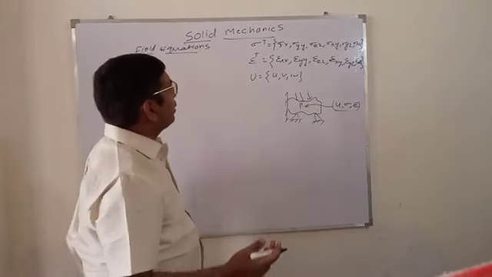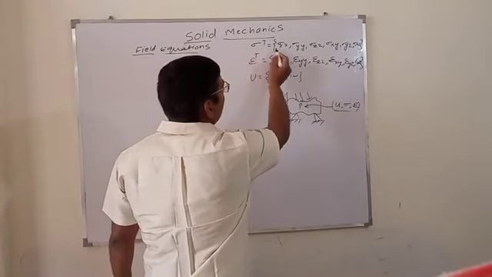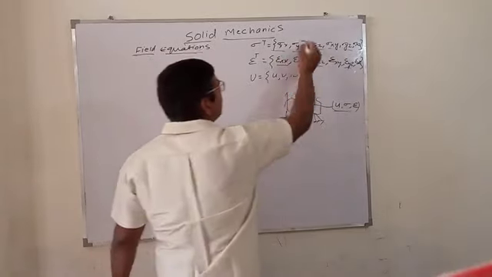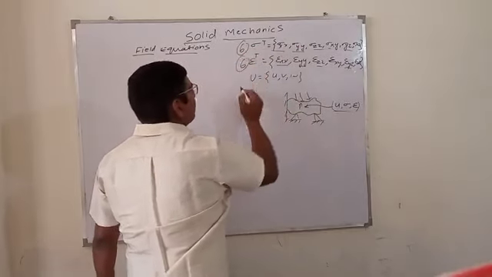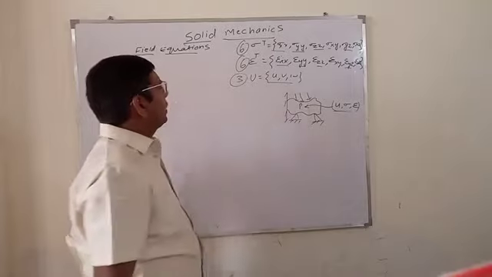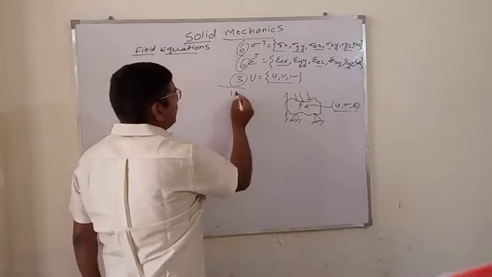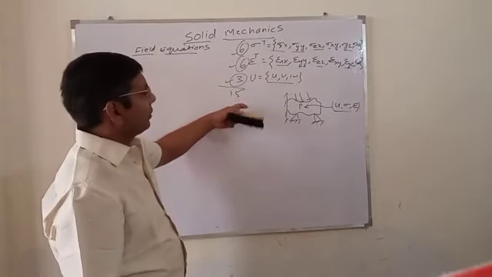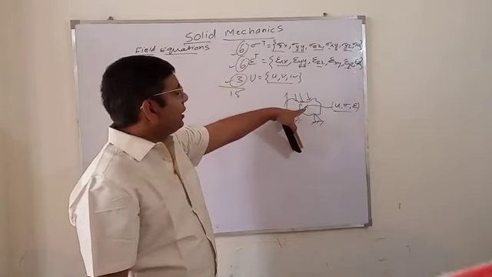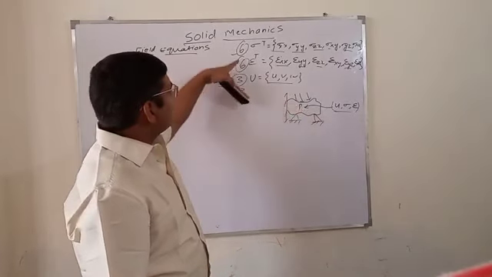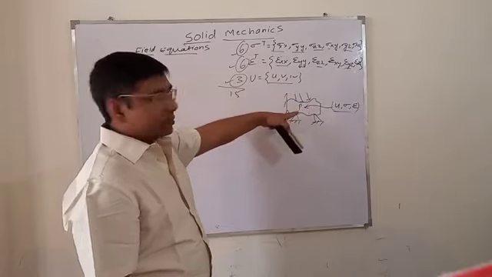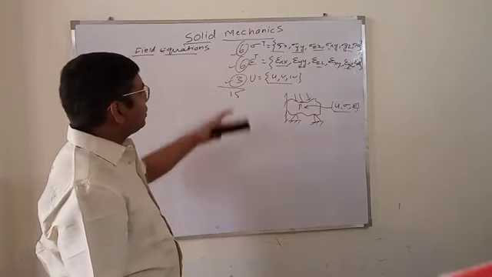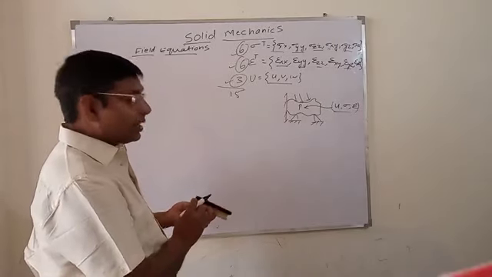So the stress tensor has 6 components, the strain tensor has 6 components, and displacement has 3 components. The total is 6 plus 6 plus 3, that is 15 unknowns. In structural analysis, we are trying to find these 15 unknowns at a given point. So how do we find these unknowns? For this we have certain equations.